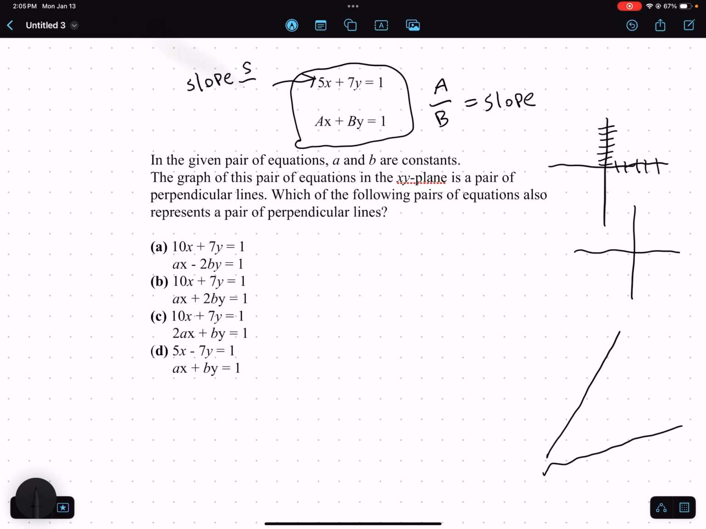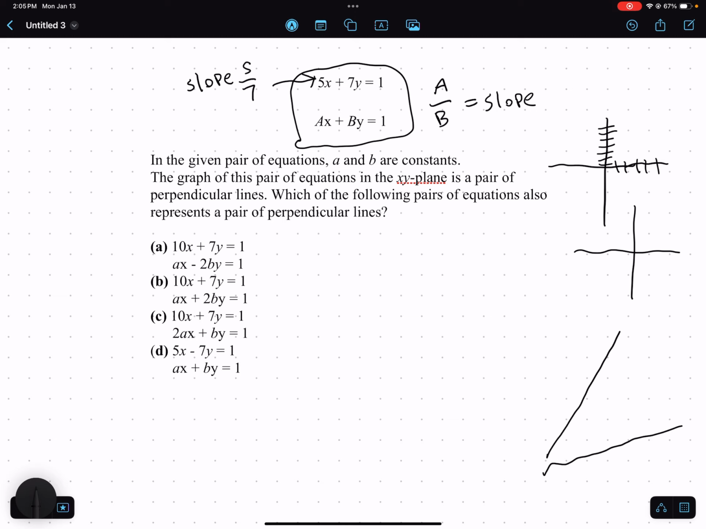Okay, that's the slope. It's a fraction here. And then, what we need to figure out is which of the following... Okay, so here's what we need to do. We need to figure out what a and b need to be here. That's our first step. We need to figure out values for the constants a and b that we can then use to plug into these choices down here and then get our answer.